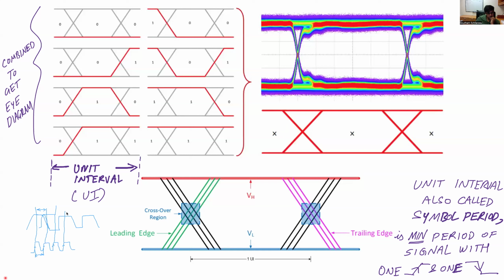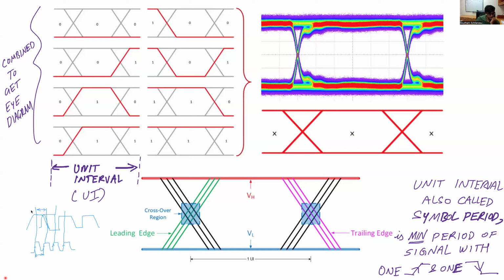And when I fold these signals on top of each other, the signal over a long duration of time can now be represented pictorially within a finite duration of time, which is the unit interval. And by doing that, you can see how well the signal is behaving over a long duration of time.